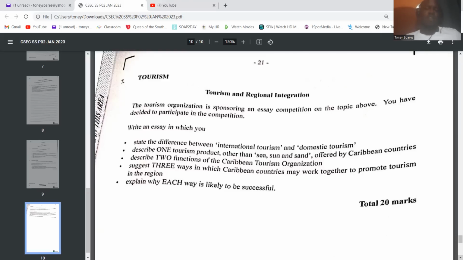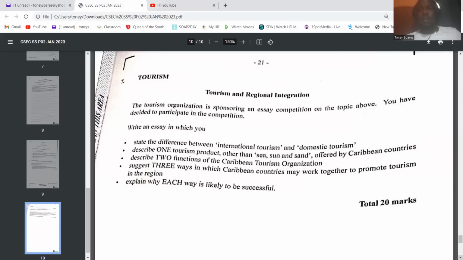Next part says, describe one tourism product other than sea, sun, and sand offered by the Caribbean countries. Another form of tourism product is ecotourism. This is where persons go to explore the natural environment, like trees in the forest, caves, and so on. That's an example of ecotourism.